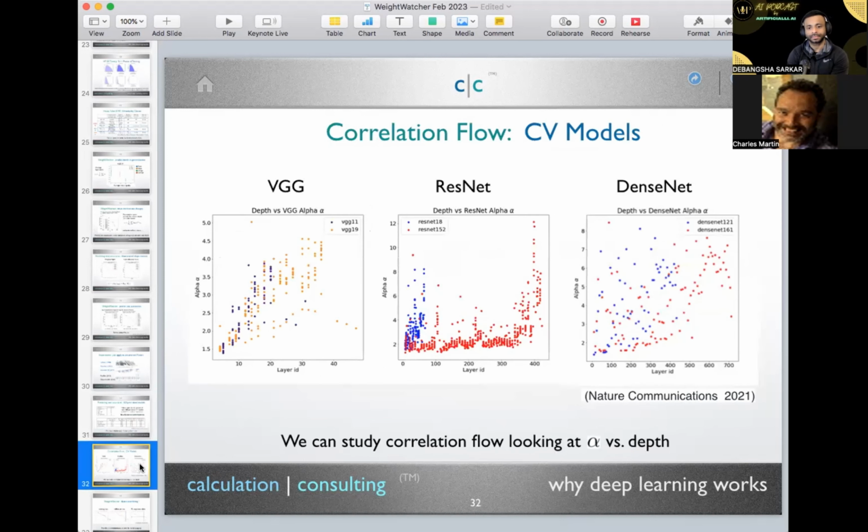We can also look at the correlation flow. For example, do you want to understand how information flows through your architecture? In this case, you would plot the alpha versus the layer ID. We do this in the Nature Communications paper. Layer 0 is near the data, and imagine the labels are out here. We show different models to show that all the architectures have basically the same flow. Some are just bigger than others.